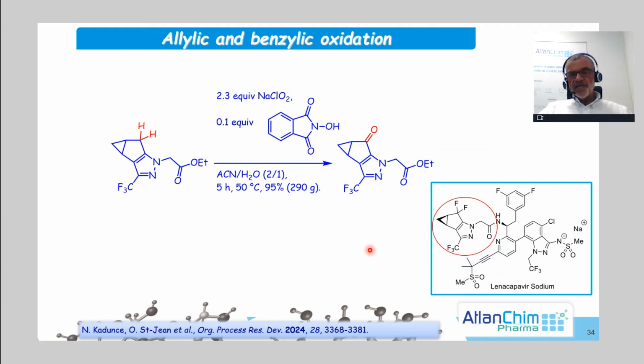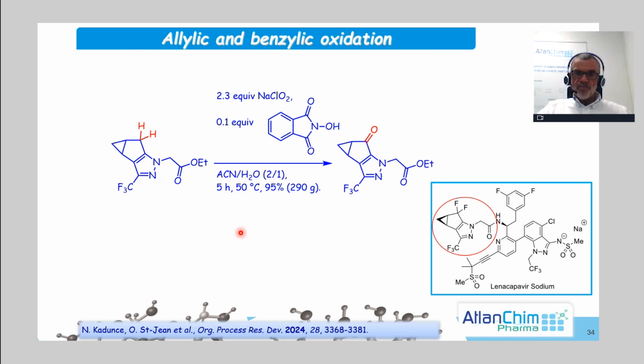In the synthetic development and scale-up of a complex pyrazole fragment here of lenacapavir, a drug recently approved for long-acting treatment of HIV, CH oxidation using sodium chlorite and N-hydroxyphthalimide conditions was used to prepare this racemic ketone intermediate here on 300-gram scale as presented in this slide. The desired ketone was isolated in 95% yield.